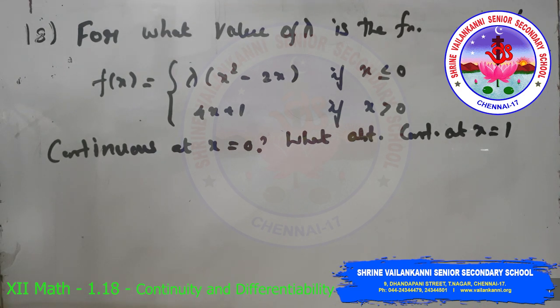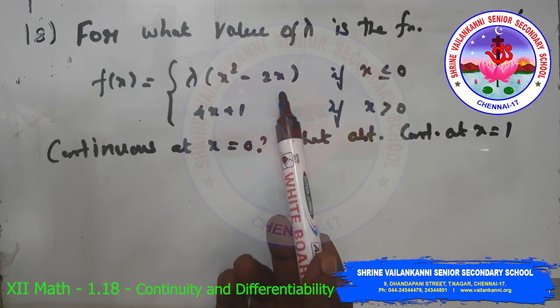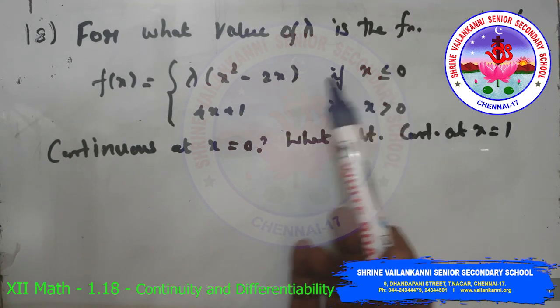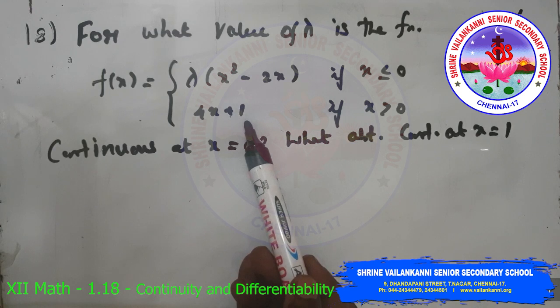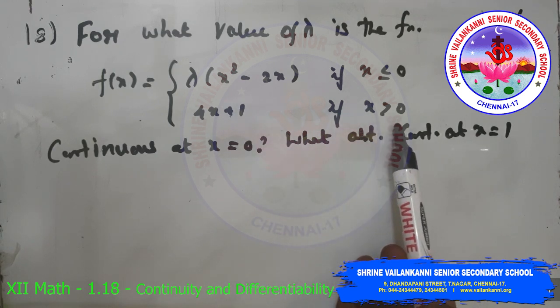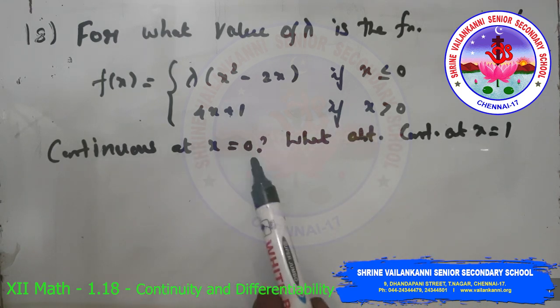18th question: for what value of lambda is the function defined by f of x equal to lambda into x square minus 2x if x is less than or equal to 0, and equal to 4x plus 1 if x is greater than 0, continuous at x equal to 0? What about continuity at x equal to 1?